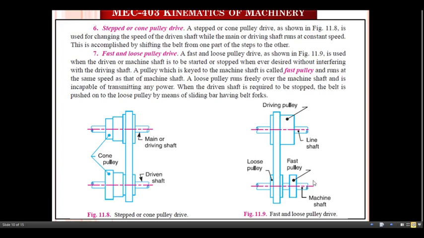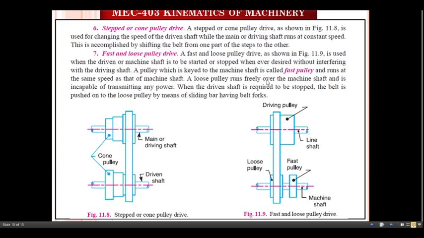What about the next one? This is the case related to the fast and loose pulley drive. A fast and loose pulley drive is used when the driven or machine shaft is to be started or stopped whenever desired without interfering with the driving shaft. The pulley which is keyed to the machine shaft is known as the fast pulley and runs at the same speed as that of the machine shaft. And if you see here, here is the fast pulley and here is the loose pulley.